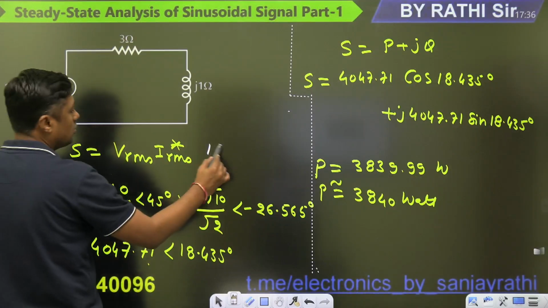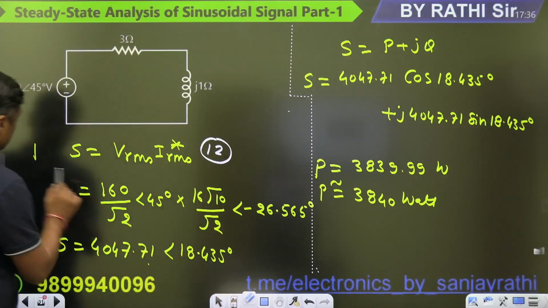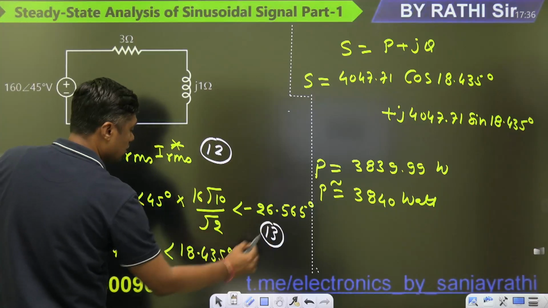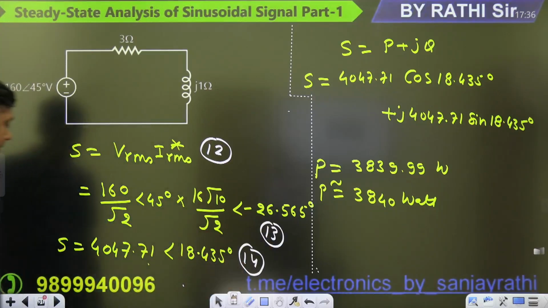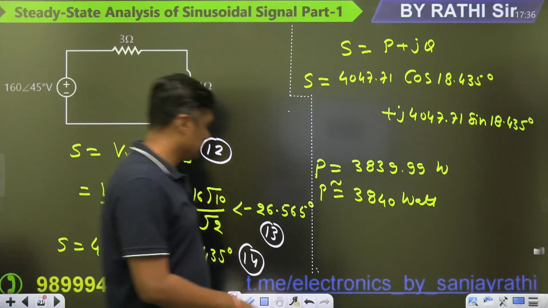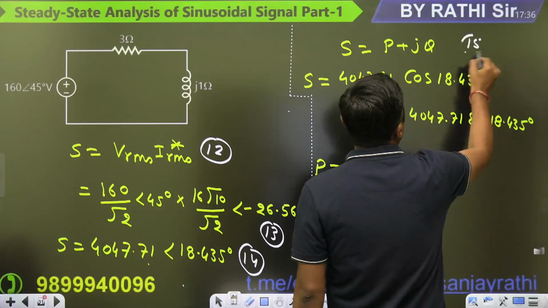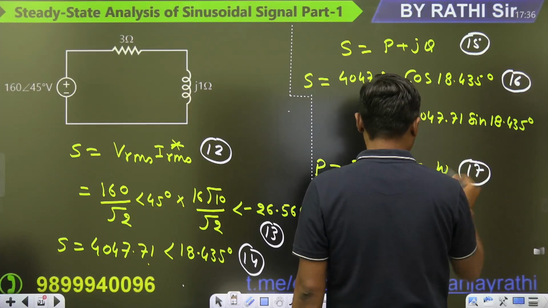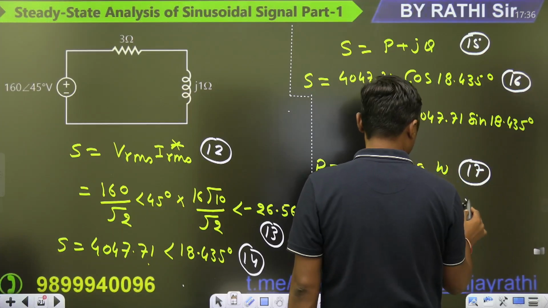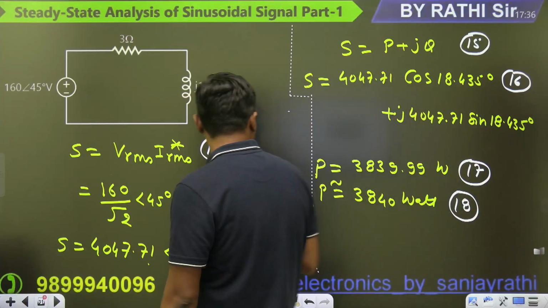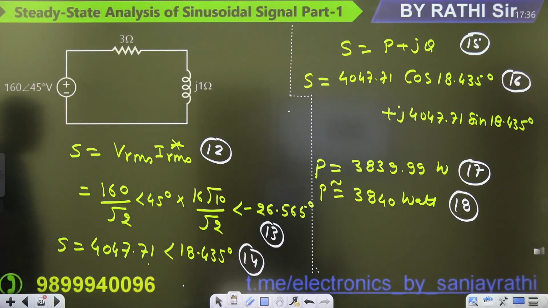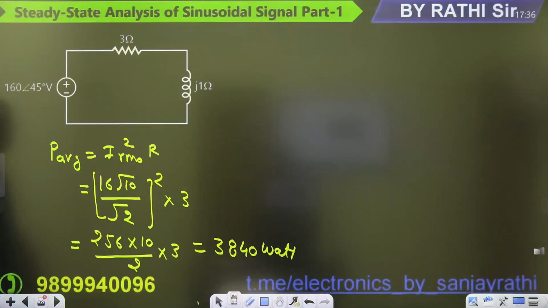12. This is called complex power. 13, 14, 15, 16, 17. And that is the answer. This is called average power P. And directly, if you have the value of I RMS, multiplied with the R, you will get the average power.